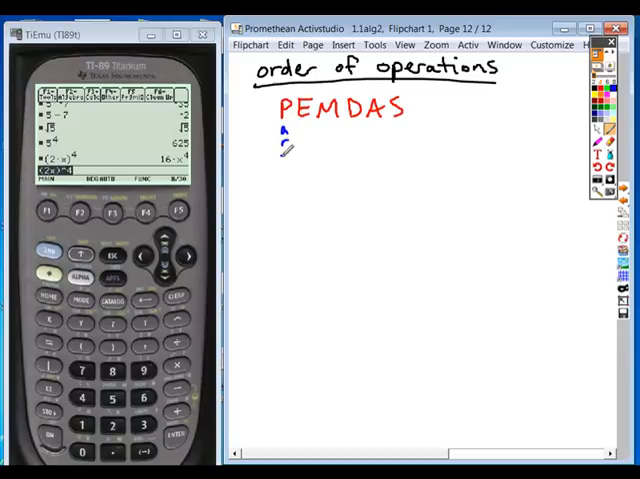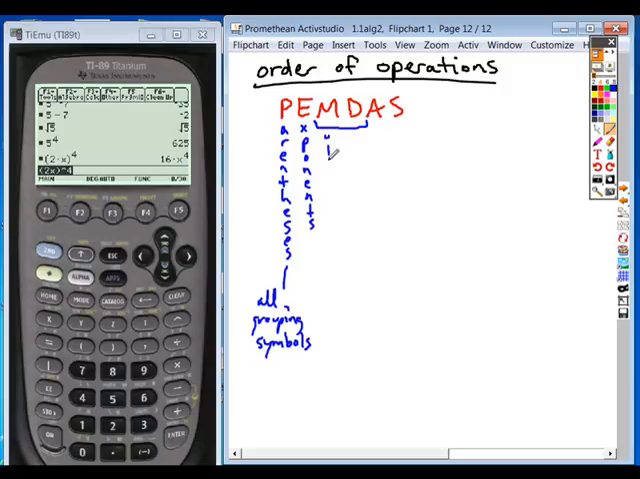So parentheses first. And this includes all grouping symbols, so it includes brackets as well. And E is exponents. Okay. M and D is multiply and divide. And these are together. One doesn't have priority over the other. And make sure you're not confused on that.